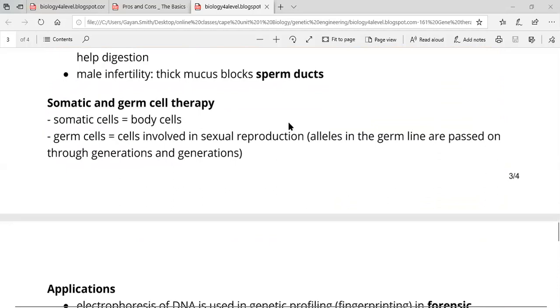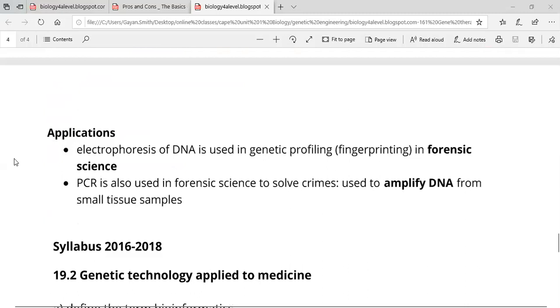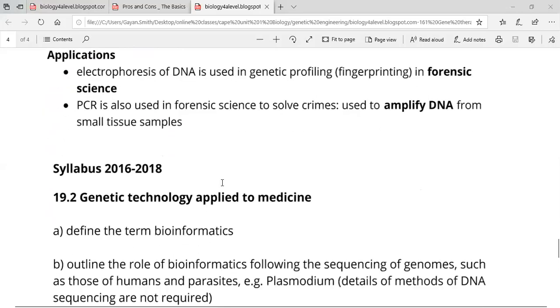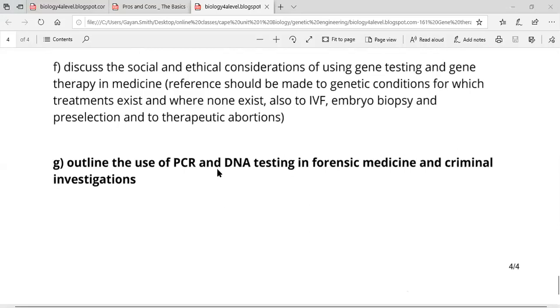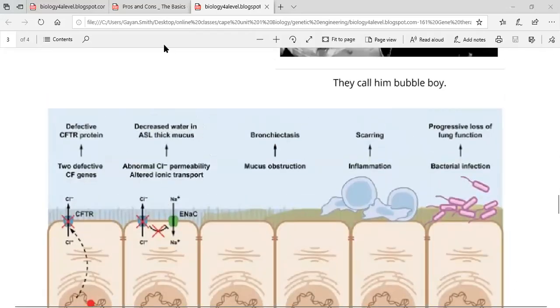You can either have somatic gene therapy or germ cell therapy. Somatic therapy is when you're targeting body cells, and germ therapy is when you're targeting reproductive cells. Some persons have been able to insert the correct gene into the cells by using electroporation to get it inside the cells to try to correct that problem. And there are some questions coming down below. But that is the basics of gene therapy.